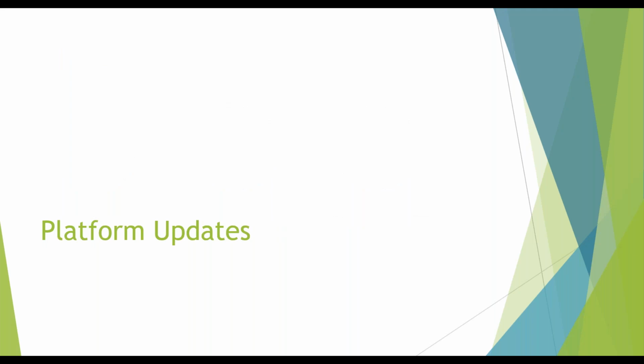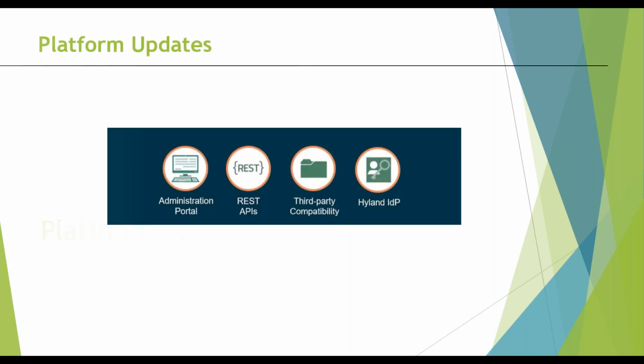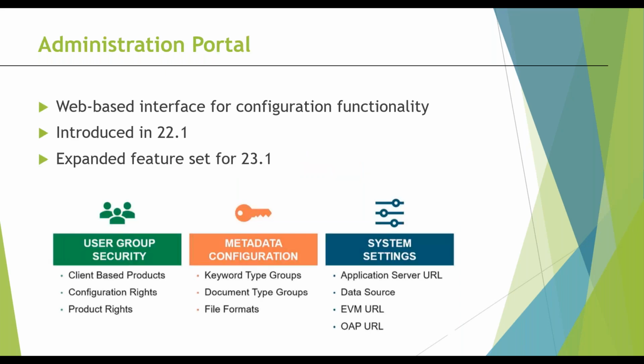Rolling right along, platform updates. There are 4 areas where there's been a lot of enhancements: the administration portal, REST APIs, third-party compatibility, and the Hyland IDP. Let's go into it. The administration portal, you may or may not have heard about it. It was introduced in 22.1. It gives you the ability to do some of the configuration items without having to bring up the old configuration client. Now it gives you a web-based option.